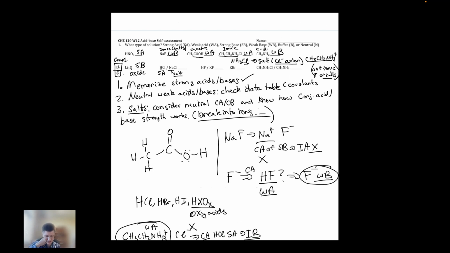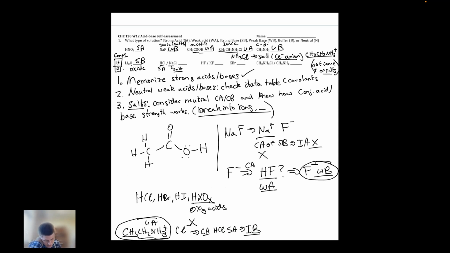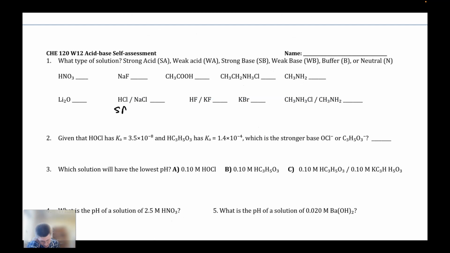Okay, maybe I'll use the next page here to do these last couple. So HCl we said was a strong acid. NaCl is the Na+ and Cl- ions. Na+ is an ineffective acid. Cl- is an ineffective base because, as we saw before, the conjugate base of a strong acid is an ineffective base. So this is a neutral salt, and this overall solution will just be a strong acid in solution.